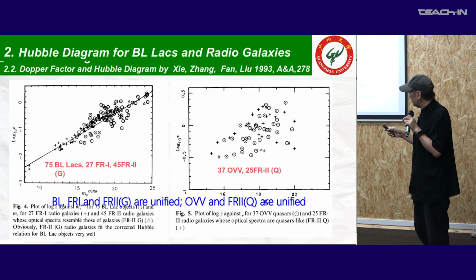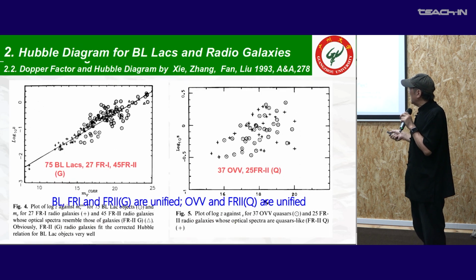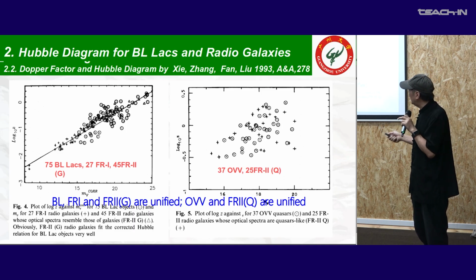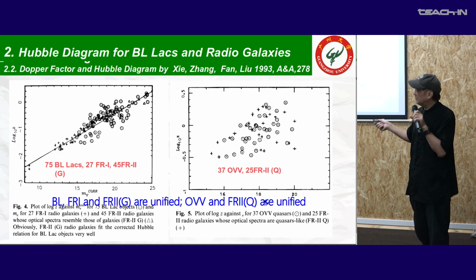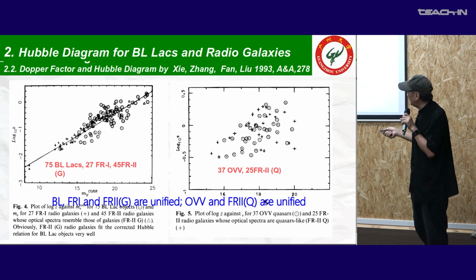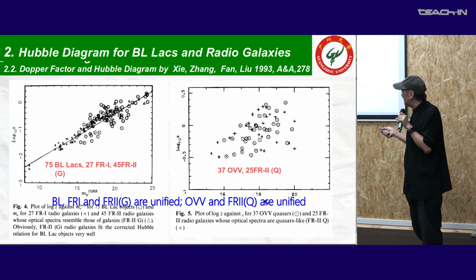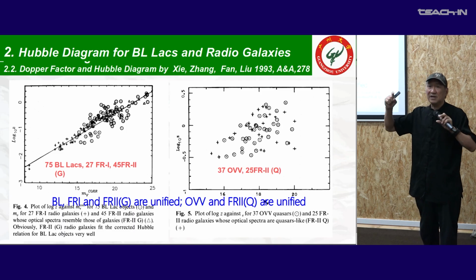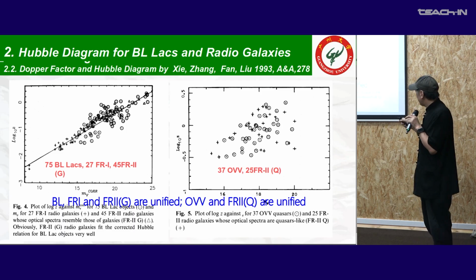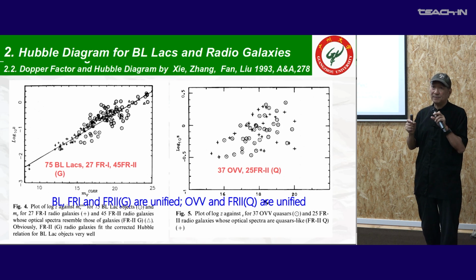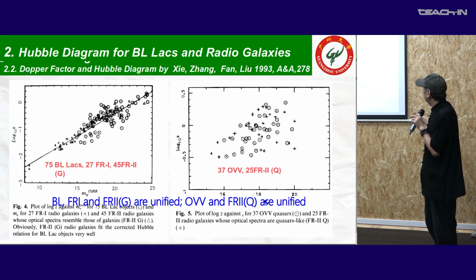And we also put the FR2 with the galaxy morphology. Then they also follow the same Hubble diagram. So we propose that BL-like objects, FR1 and FR2 galaxy are the same class. And in this plot, we put the OVV and FR2 with the quasar morphology. They are the same class.